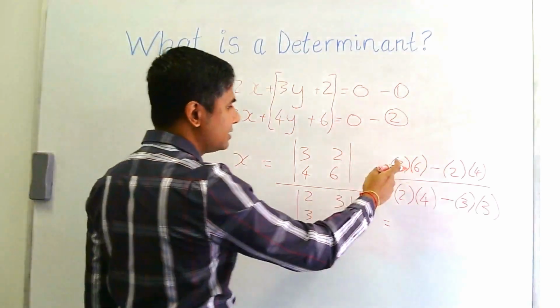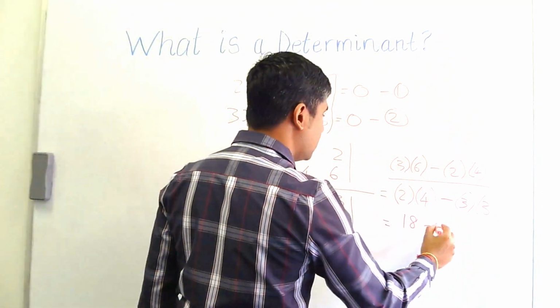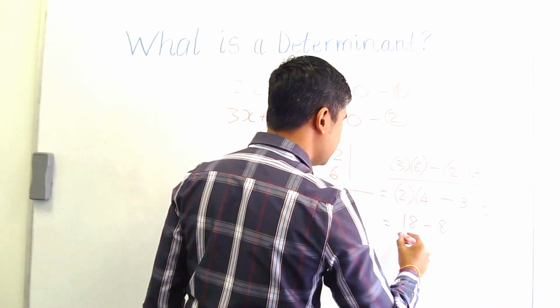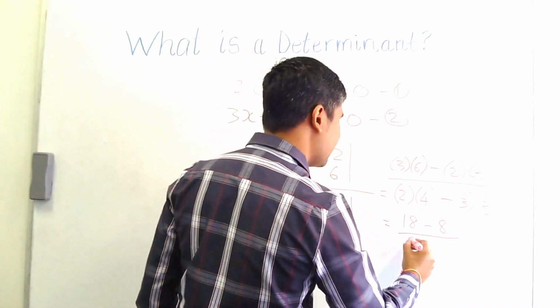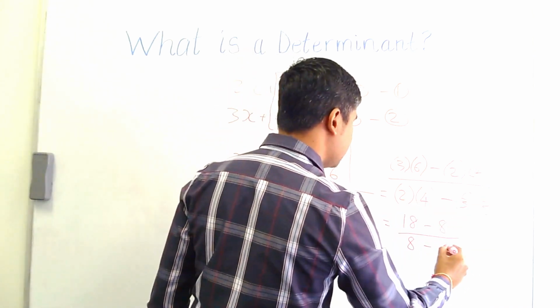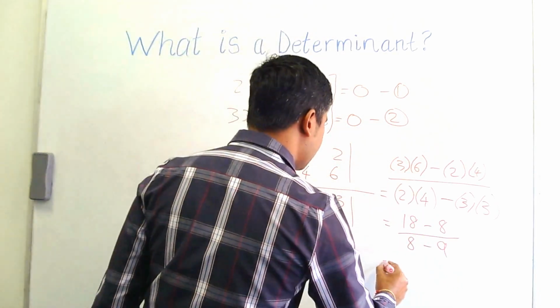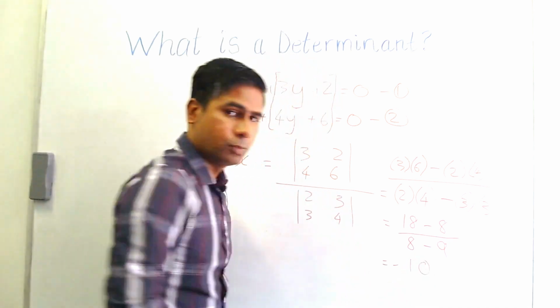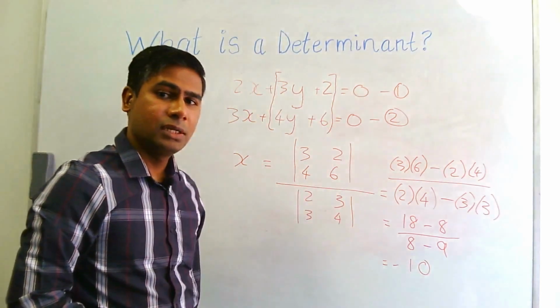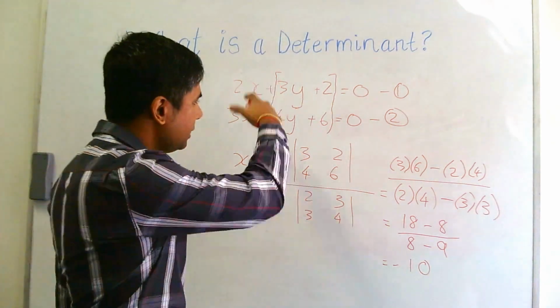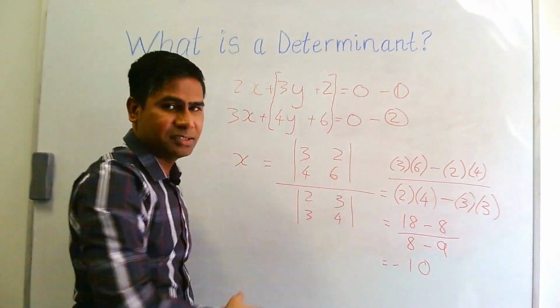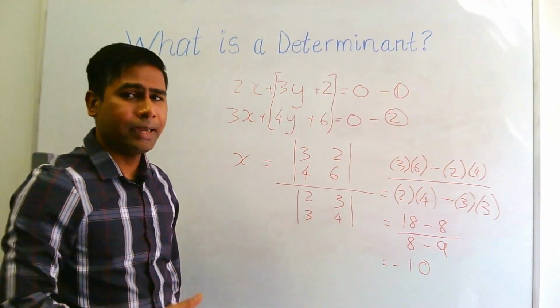So if we just calculate this, 3 times 6 is 18, minus 2 times 4, which is 8. Then we divide it by 2 times 4, which is 8, minus 3 times 3, which is 9. So we had 18 minus 8 divided by 8 minus 9, which gives us minus 10, which is what the solution was to our original system of equations, which we had done manually. So this is just an illustration of the determinant and where it comes from.